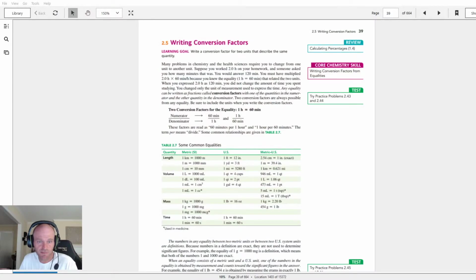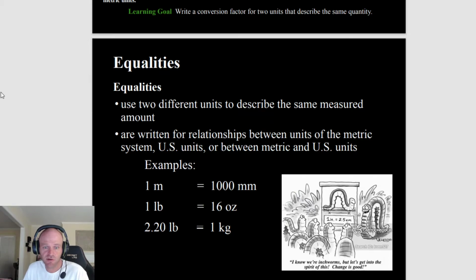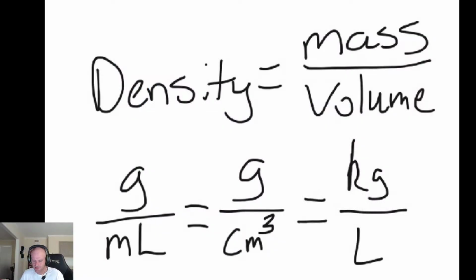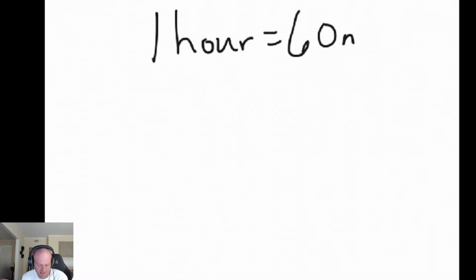Okay, so the first thing we're going to look at is equalities, and this just means two things that are equal to each other. I'll pull up my iPad here. So, two things that are equal to each other. Let's start with, let's say, time. So 1 hour is equal to 60 minutes, right? And I'll just abbreviate that.